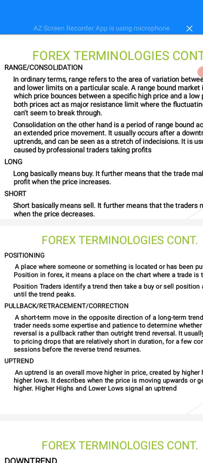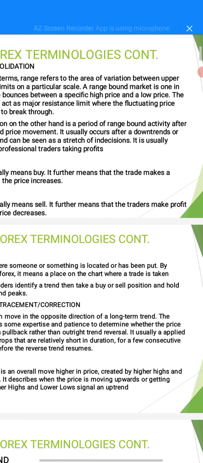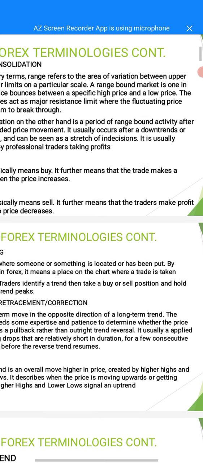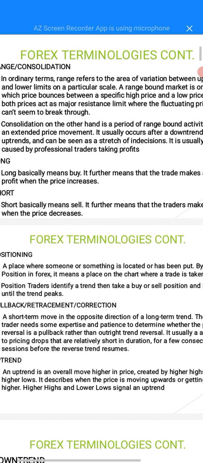Now, consolidation, on the other hand, is a period of range bound activity after an extended price movement. It usually occurs after a downtrend or uptrend and can be seen as a stretch of indecision. It is usually caused by professional traders taking profits.